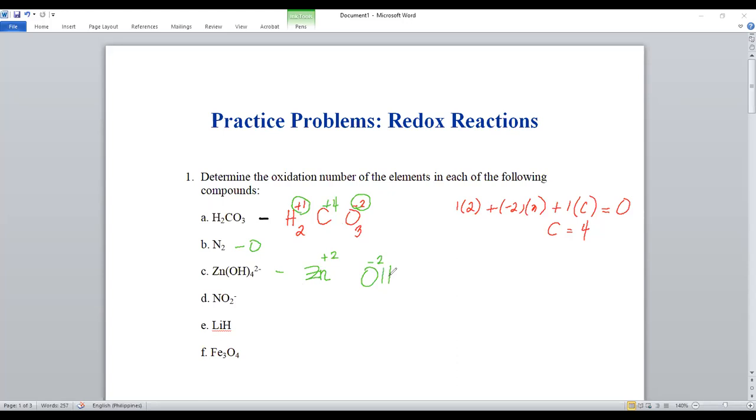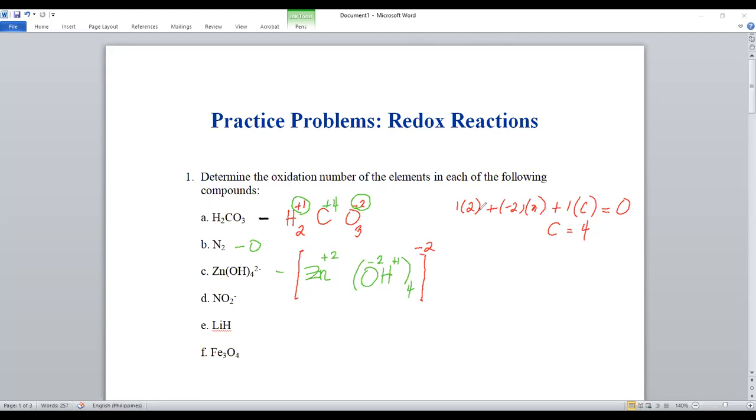is +1. Okay, now these two are in a parenthesis and have a subscript of 4. This entire thing, class, this polyatomic anion, I will change the font so you will see, has a net charge of -2. That already includes the zinc. So how do we determine whether the zinc, which oftentimes has an oxidation state of +2, really has an oxidation state of +2? So we will check it in here. So we will change color.